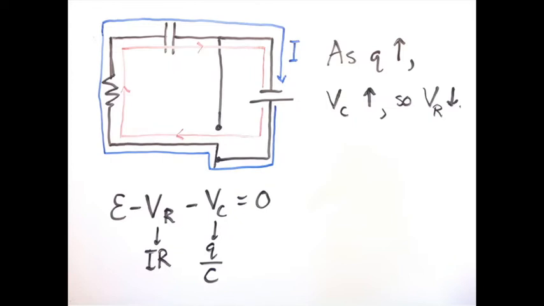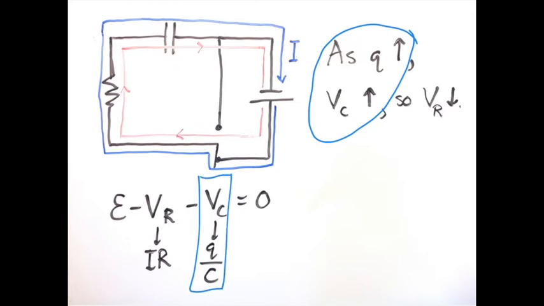Okay, so simple statement number one. As charge goes up, the voltage on the capacitor goes up. Okay, that's simple enough because of this statement right here, right? If the charge increases, well, that's the numerator. If the value of the numerator goes up, then the value of the whole term goes up.